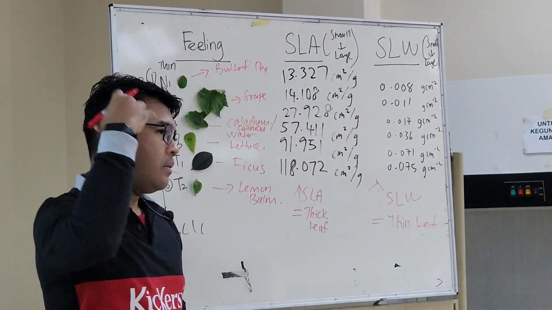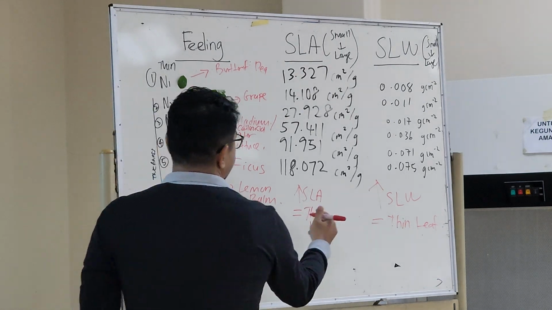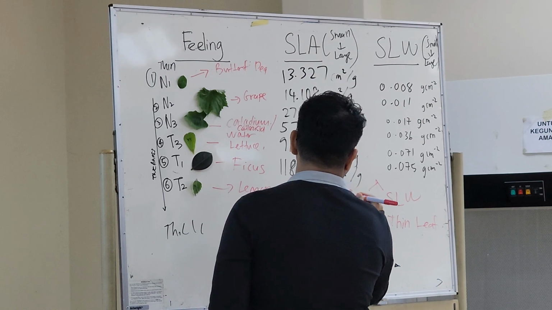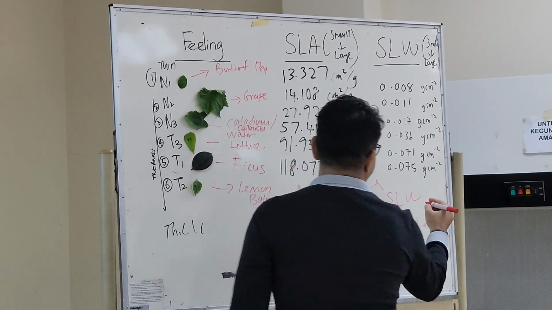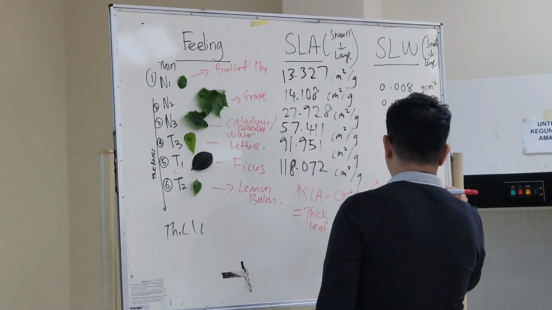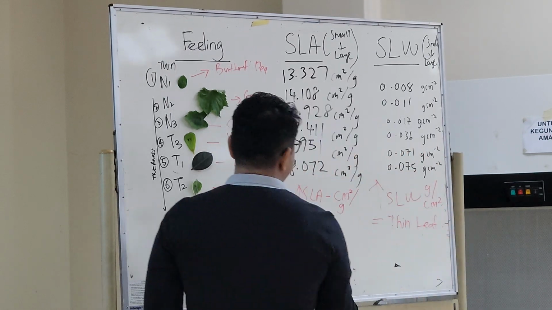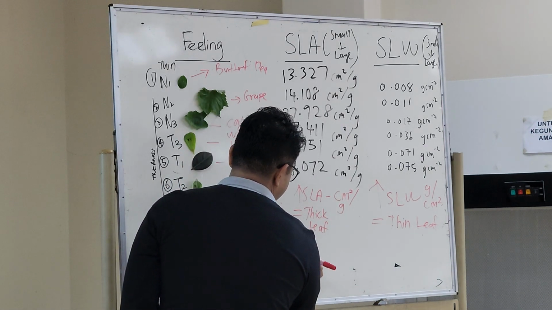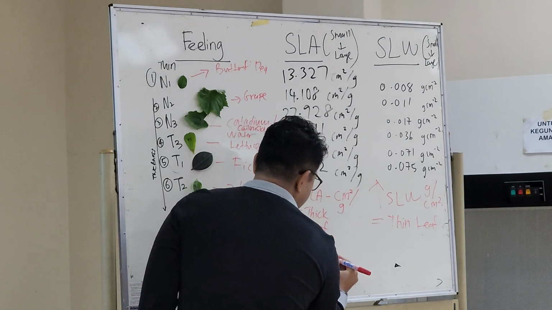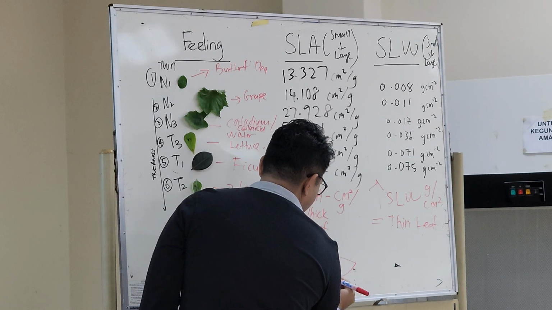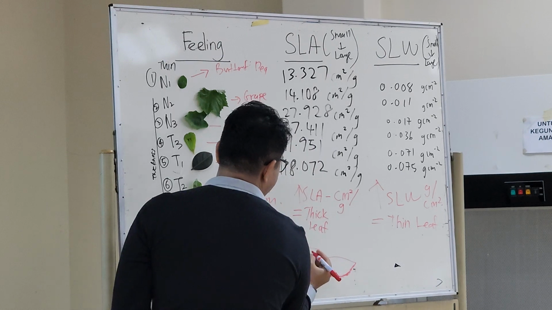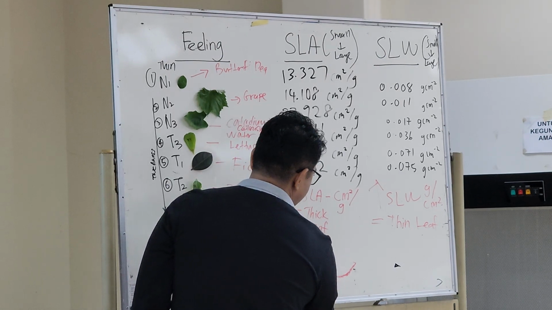So what's the sense behind it? The unit for SLA is what? Square centimeter per gram. This one is gram per square centimeter. So when you have a thick leaf, you have like two leaves, and if both occupy the area of this, it looks a bit bigger actually, I'll make it smaller.